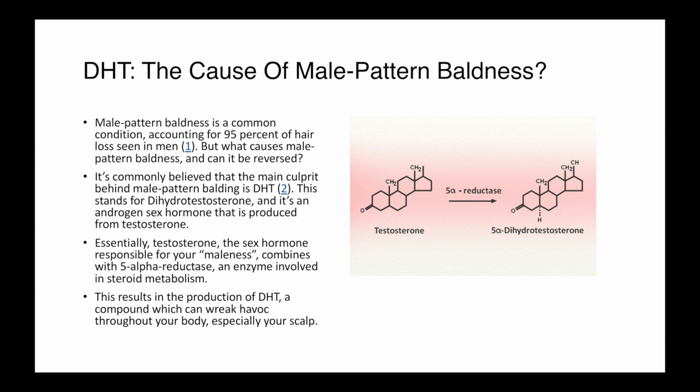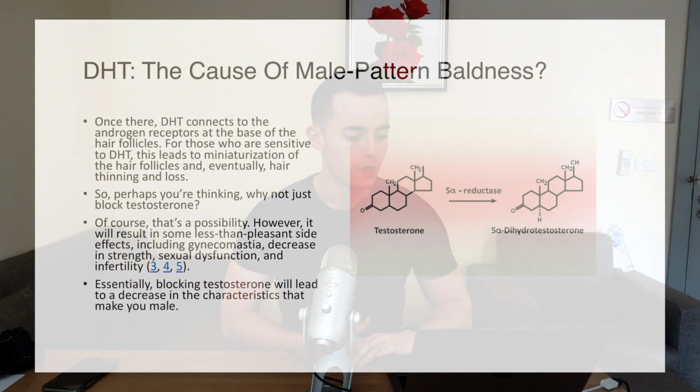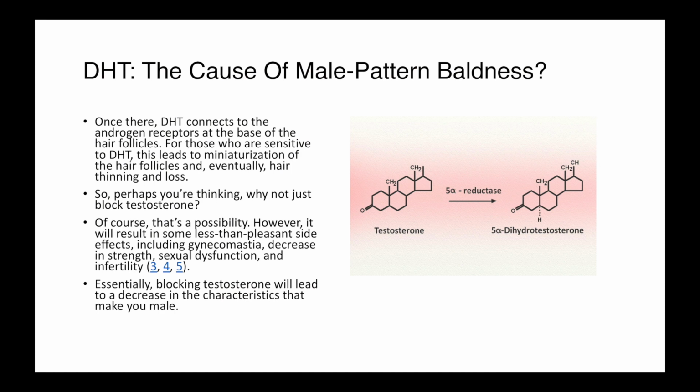Dihydrotestosterone is an androgen sex hormone, and it is produced from testosterone. What happens, as you can see on the right here in this diagram, is the 5-alpha reductase enzyme attaches onto testosterone to create dihydrotestosterone. And this can cause a lot of problems, especially when it comes to hair loss. The androgen receptors at the base of the hair follicles connect to this new compound, dihydrotestosterone. And for those that are sensitive to dihydrotestosterone, this can lead to the miniaturization of the hair follicles and eventually lead to hair thinning and hair loss.